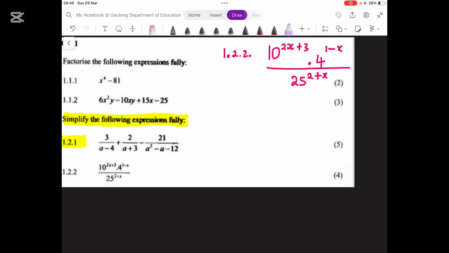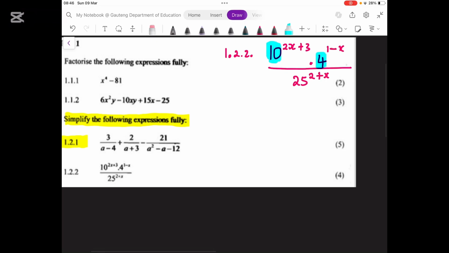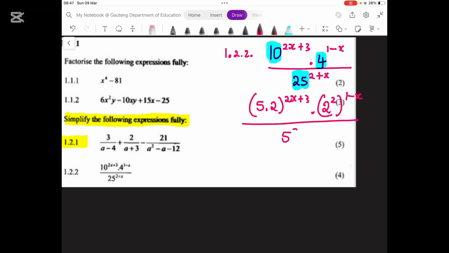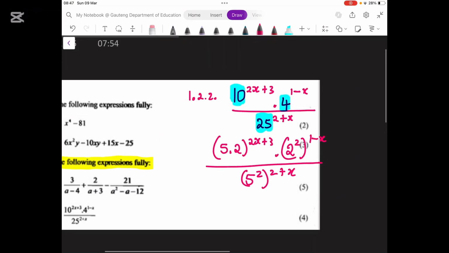So the golden rule here is to make sure that the bases are written as prime factors. So now 10 is the same as 5 multiplied by 2, to the exponent 2x plus 3. 4 is the same as 2 squared, to the exponent 1 minus x, divided by 25 is the same as 5 squared, to the exponent 2 plus x. And then from here we are going to remove the brackets.